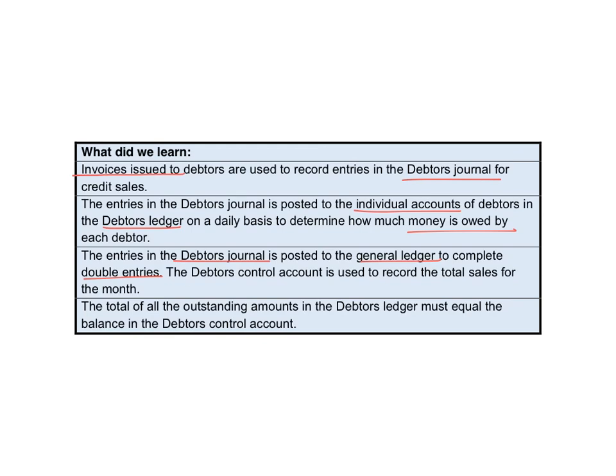The debtors control account is opened, and this is used to record the total sales for the month. So the individual entries are recorded in the debtors ledger, and the total entries for sales or returns are recorded in the debtors control account. The total amount of all your outstanding debtors in the debtors ledger must therefore be equal to your debtors control account.